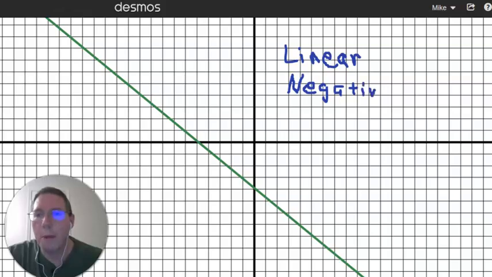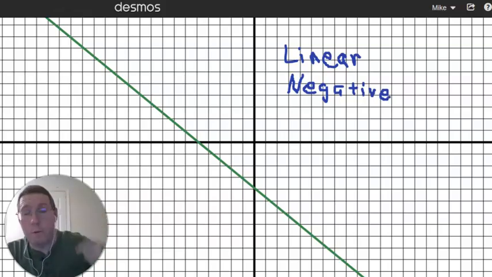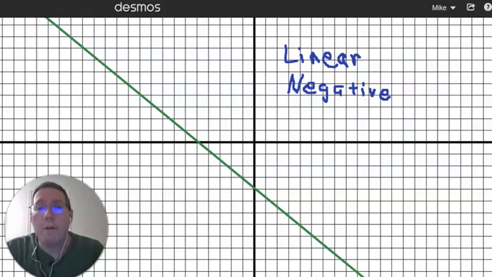I don't have my usual pen. This pen tool on my screen recorder is not very easy to use. Sorry about that. So as we go from left to right, we're going downhill, so that's negative, and it's a straight line, so it's linear, okay?